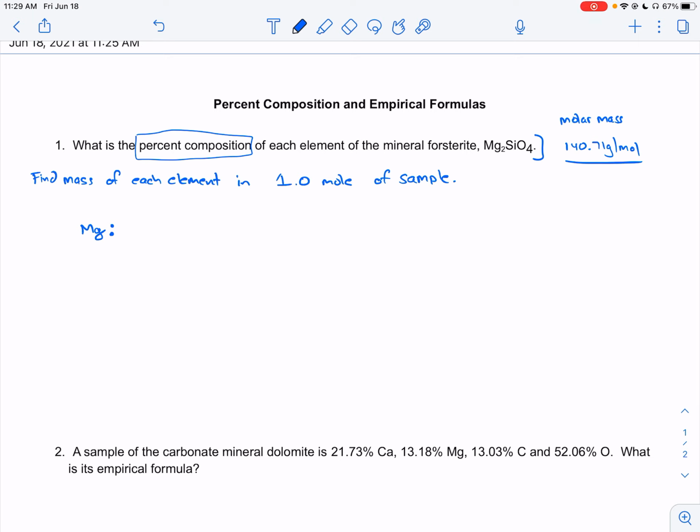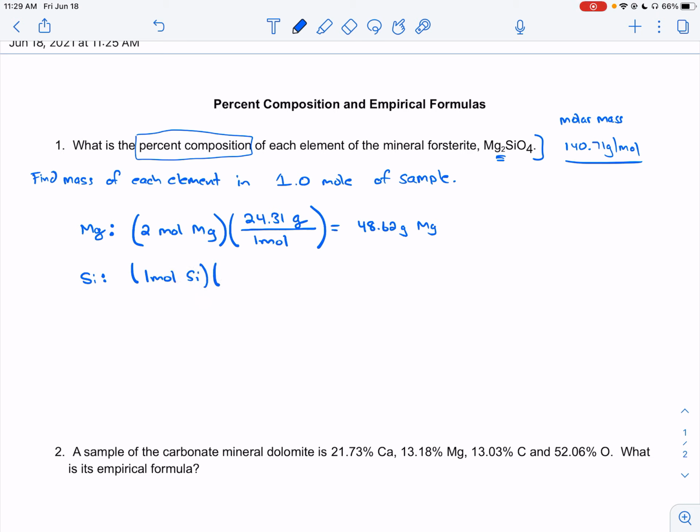And from our formula, we know we have 2 moles of magnesium. So that 2 came from right there, there's 2 of those in our formula. And all I'm going to do is find the mass of that. So I'm going to multiply 2 by the molar mass of magnesium, 24.31 grams per 1 mole. So we're just multiplying each of these by its molar mass, and I get 48.62 grams of magnesium.